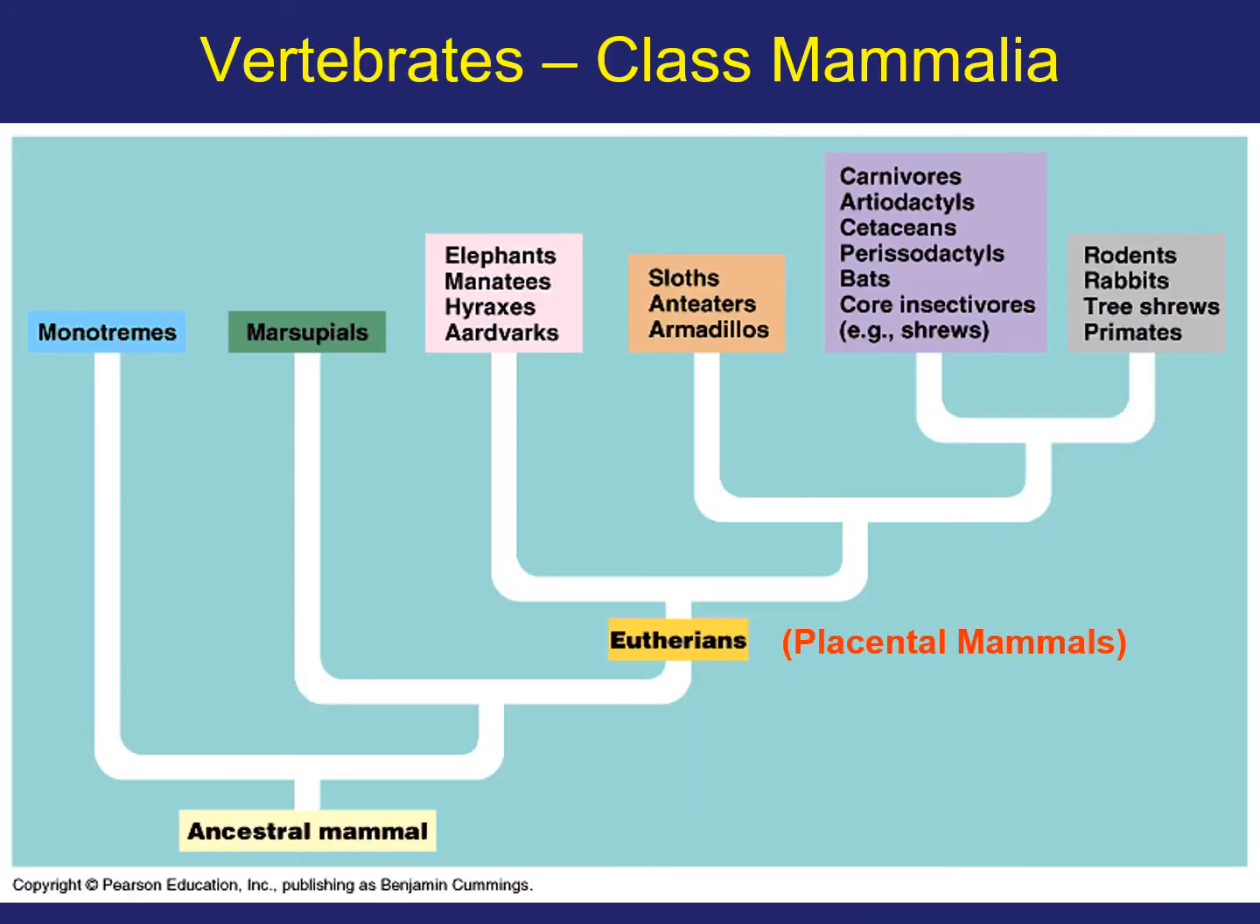Okay, so looking at mammals, we have our ancestral mammal, and then we have an early branching point here. One branch gave rise to the monotremes. And these are egg-laying mammals, and we still have two examples. We have the platypus and we have the echidna.